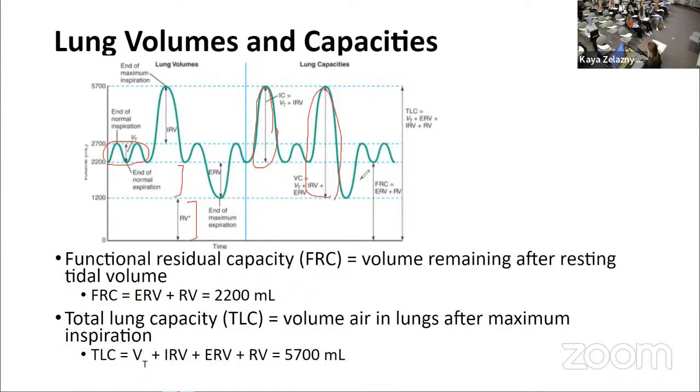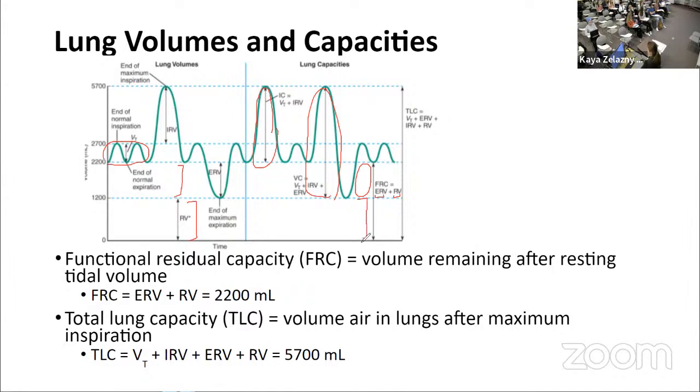So we're going to add together that forced breath exhalation, which is our expiratory reserve volume, and then we're going to add in the residual volume, which is the amount that's just stuck in the bottom of the lungs that we can't move at all with a given breath.